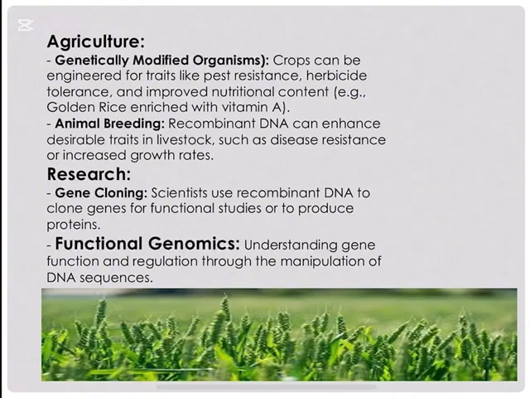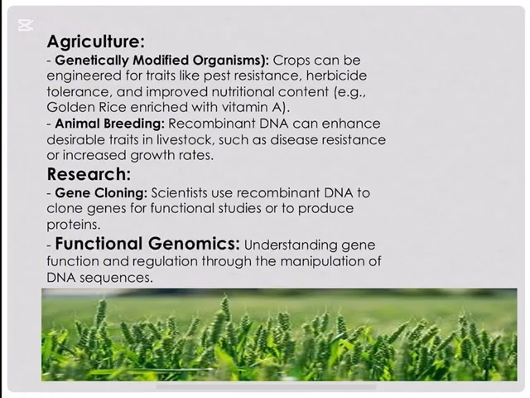And now we will talk about agriculture. Genetically modified organisms. Crops can be engineered for traits like pest resistance, herbicide tolerance, and improved nutritional content. And animal breeding: recombinant DNA can enhance desirable traits in livestock, such as disease resistance or increased growth rates.